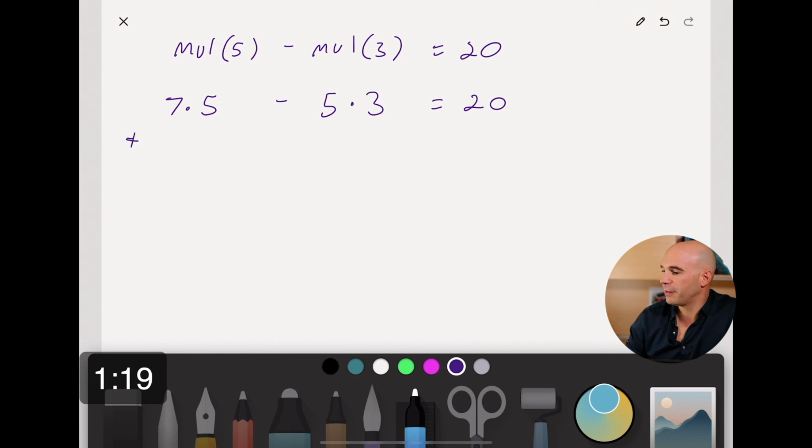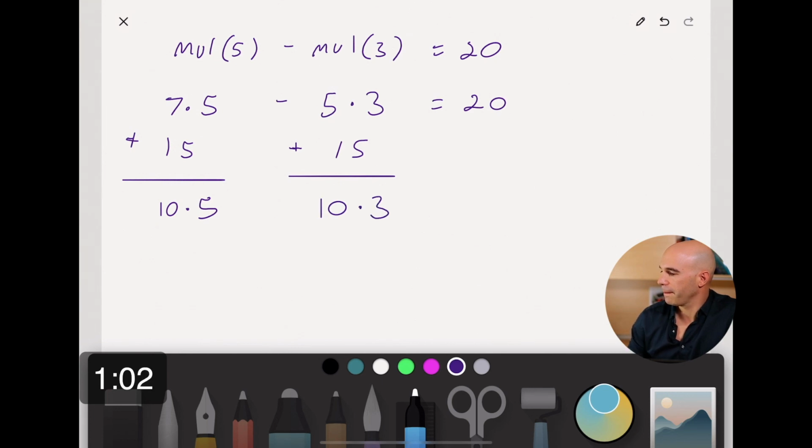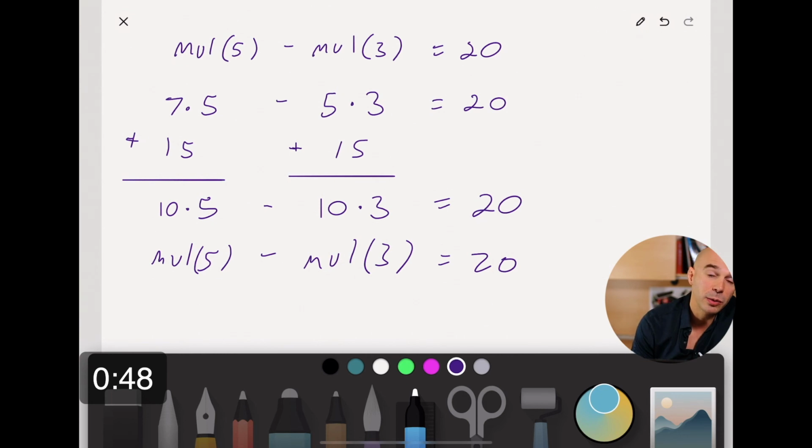So if I add 15 to both, this would now be 10 times 5, and this would now be 10 times 3, and the difference between them would still be 20, because we added the same amount to both. So we still have a multiple of 5 minus a multiple of 3, and it still gave us the same difference. So now I'm convinced that statement 2 was not sufficient on its own.